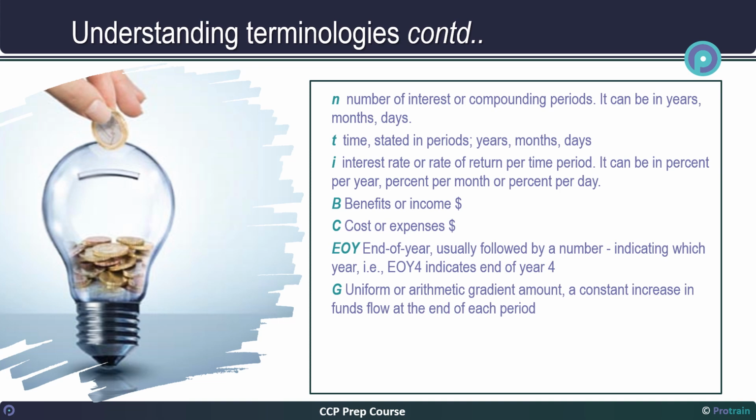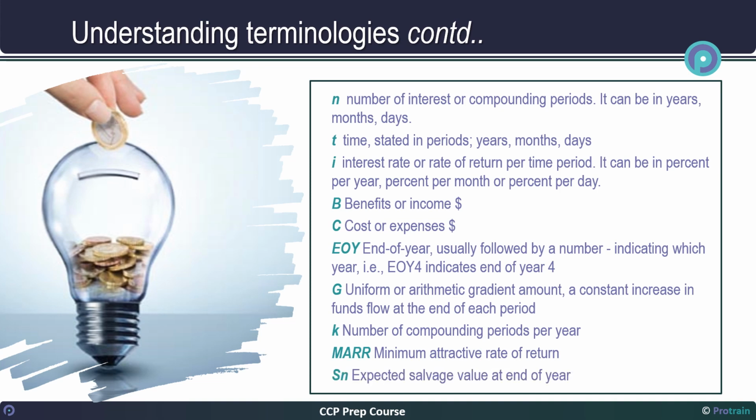G is uniform or arithmetic gradient amount, a constant increase in funds flow at the end of each period. K is number of compounding periods per year. MARR is minimum attractive rate of return. SN is expected salvage value at end of year. With this we complete our discussion on terminologies of time value of money.